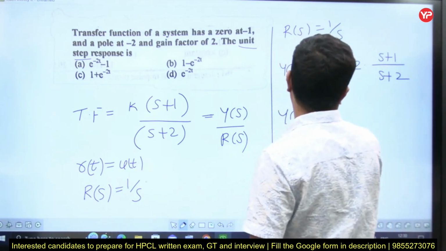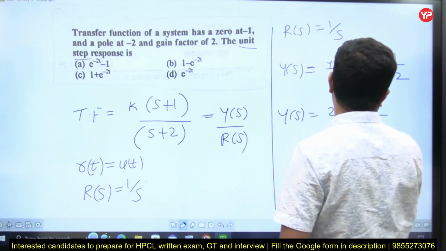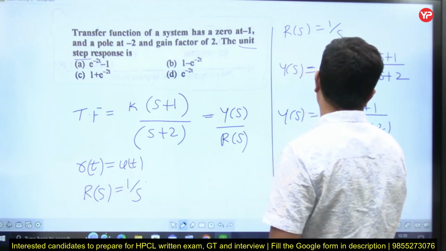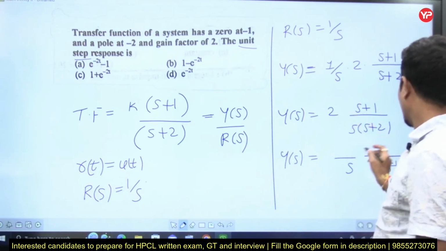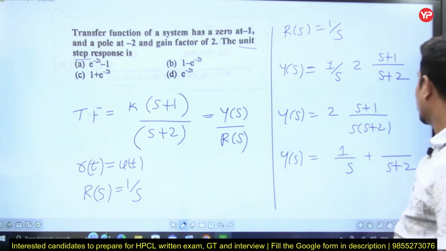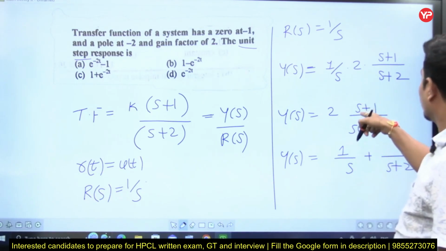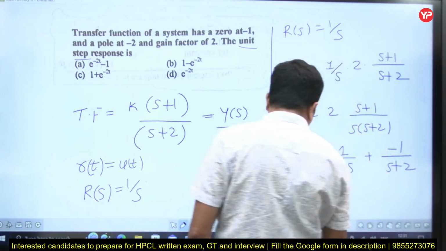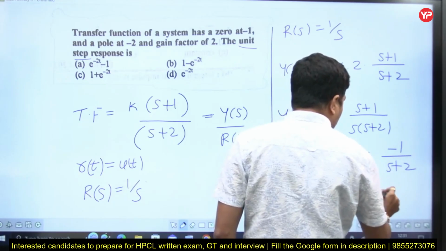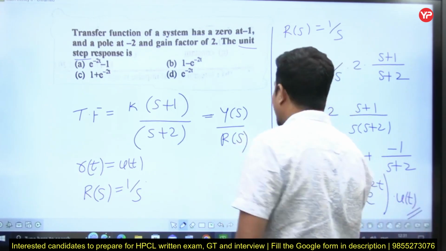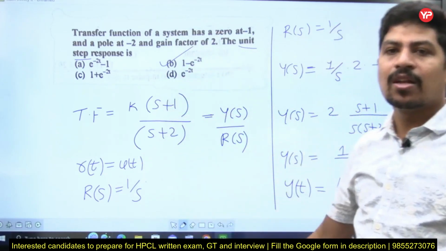Now Y(s) is equal to 2, which you can keep outside, into (s + 1)/(s(s + 2)). Apply partial fractions. This is s and this is s + 2. Put s equal to 0, you get 2/2, which is 1. Put s equal to -2, you get -2 + 1, which is -1, divided by -2, therefore 2/2, again it is 1 with a negative sign, so -1. Now y(t) is equal to (1/s) u(t) minus e^(-2t), the whole into u(t). So 1 - e^(-2t) is the answer. Option B is the answer for the given question, right?